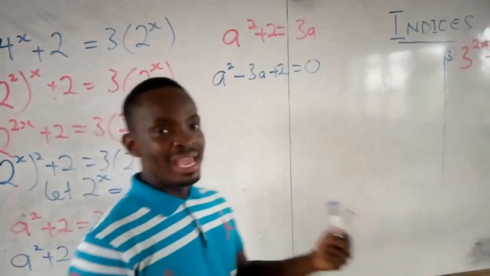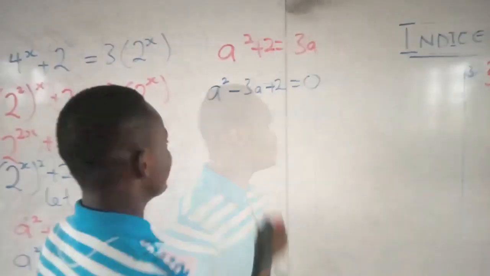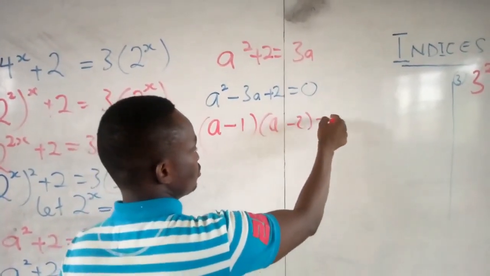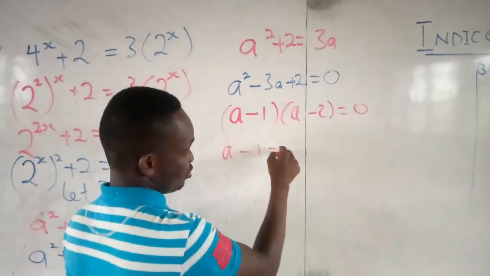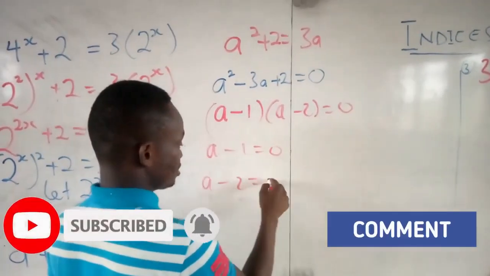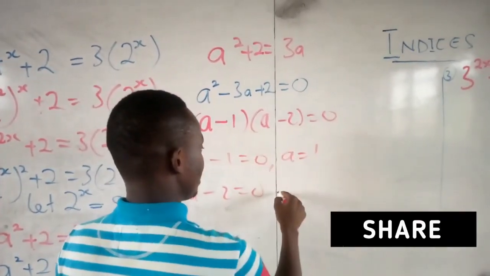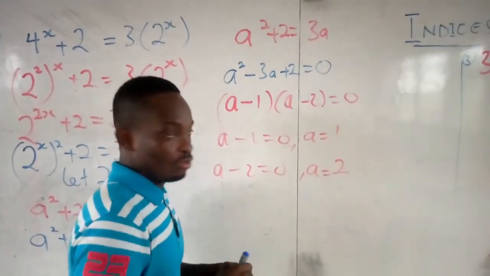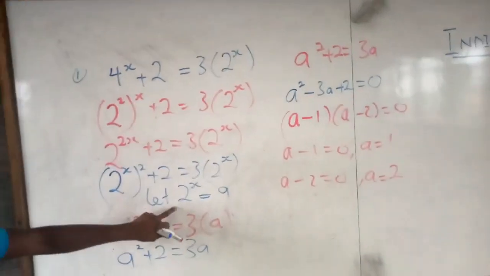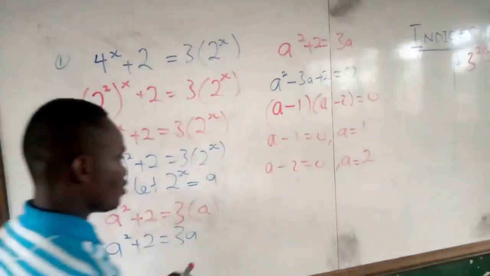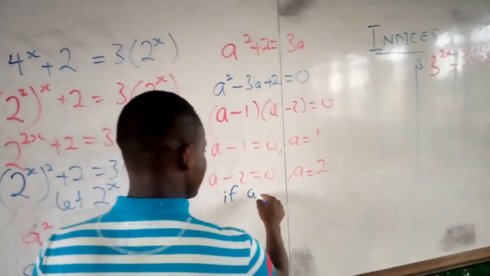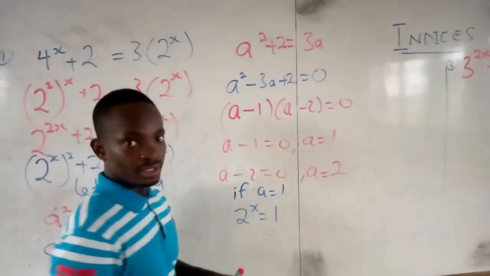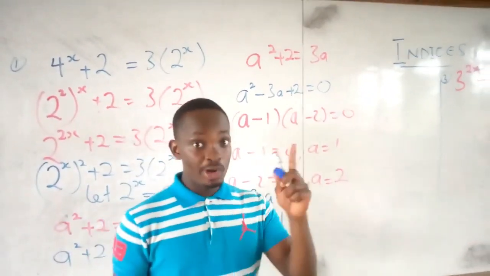Okay, so from our basic understanding of equations, it becomes a minus 1, a minus 2 equals 0. So we have a minus 1 equals 0, a minus 2 equals 0. A becomes 1, and the other a is 2. Now we are not done. Don't forget that we said let 2 power x be equal to a. We will say that if a is equal to 1, then 2 power x is equal to 1. We said that any number to the power 0 is 1.